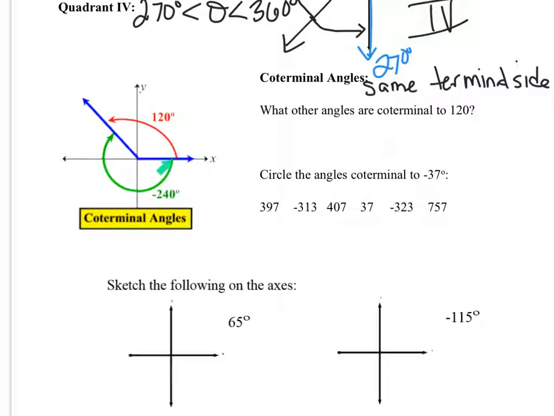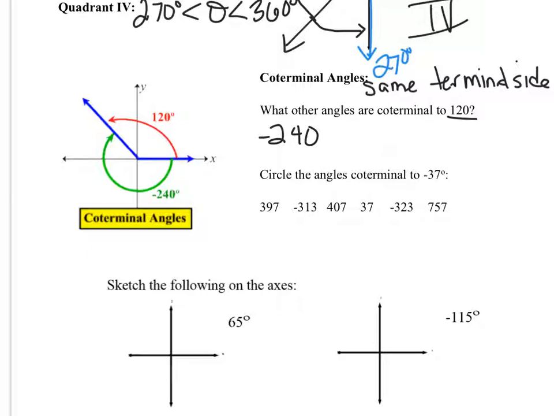I could also take this and go around 17 times and end right there, and that would also end at that spot. So the basic idea is we know 120 has something that's coterminal, negative 240. Hopefully you realize that, because it's in this picture right here.